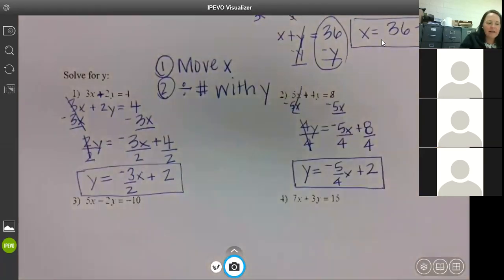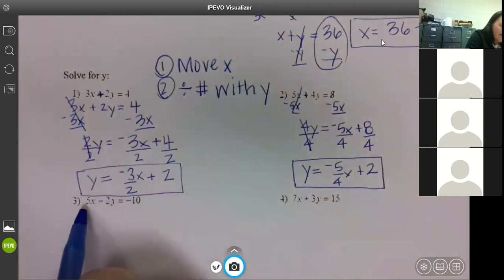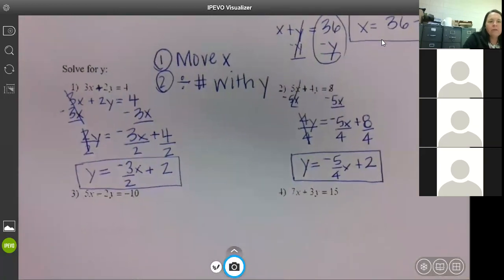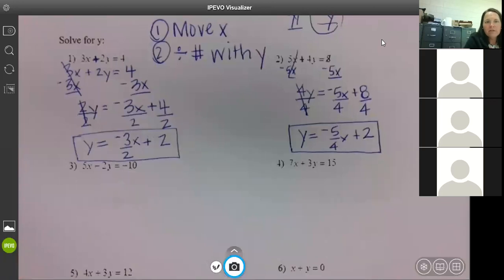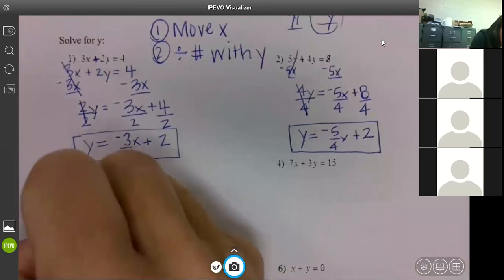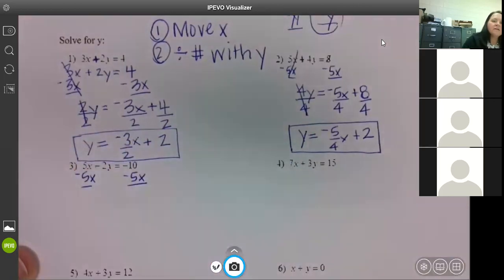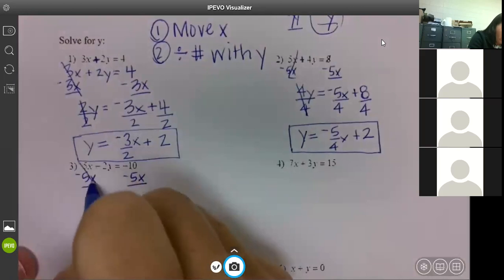It's the same exact thing. This is a minus 5x minus 2y, and this is equal to negative 10. So what am I going to move first? The x. And how do I do that? Minus 5x. And why am I minusing 5x? Because the 5x is positive. Perfect.